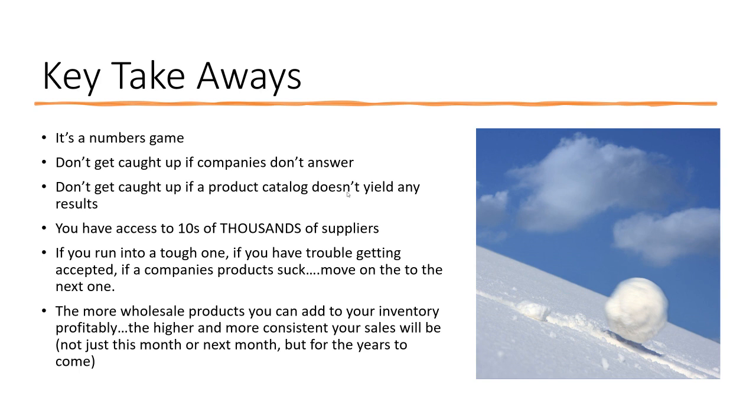Also, I've given you Inventory Source. I've given you other lists of suppliers that you can go through. You can also Google suppliers if you want to. There are many other ways to do it. You can reverse engineer your own retail products. There are a million ways to approach this, but the key here is you have access to tens of thousands of suppliers. So if you run into a tough one, or if you have trouble getting accepted, or if a company's products suck after you get accepted, that's totally fine. Move on to the next one.